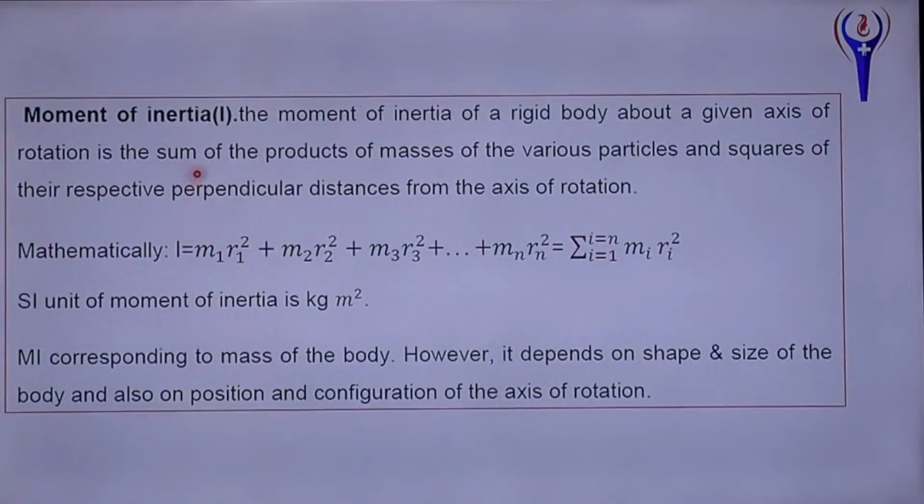Next term, moment of inertia. Moment of inertia is denoted by the symbol capital I. The moment of inertia of a rigid body about a given axis of rotation is the sum of the products of masses of the various particles and the squares of their respective perpendicular distances from the axis of rotation. Simply, I equal to m r square. That is the simple formula for moment of inertia.